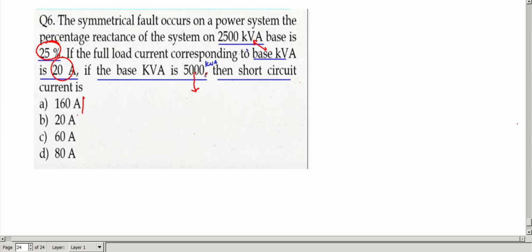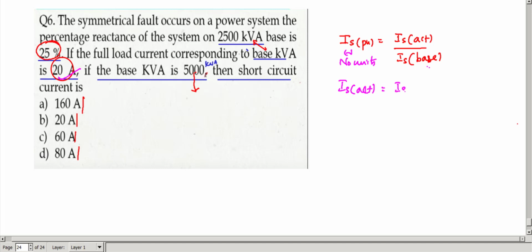You can see here this is an ampere, this is an ampere. So it is not in per unit value. So I short circuit current per unit value equal to I short circuit current actual value by I short circuit current base value. Right or not? So this has no units. So corresponding to base is given 20 amperes. IS actual equal to IS per unit into IS base.